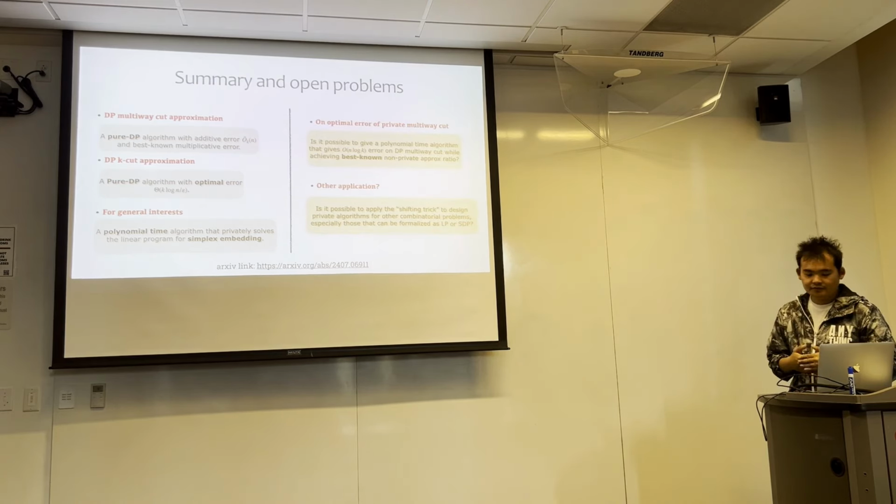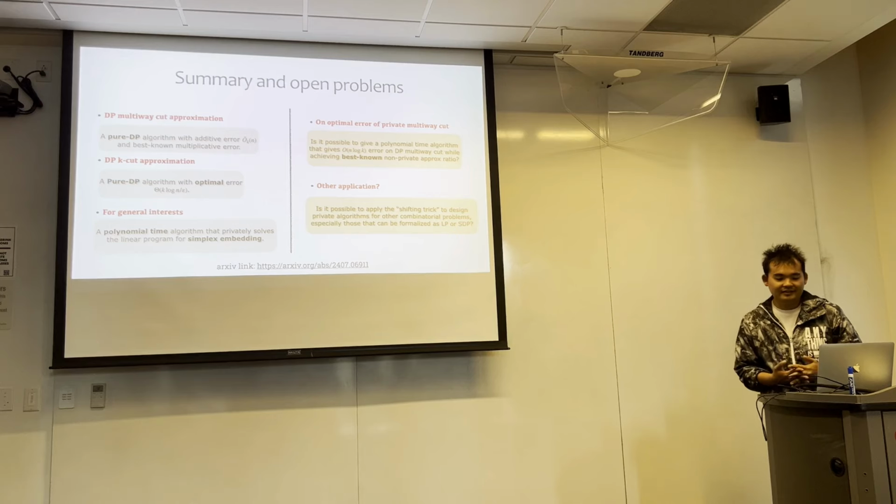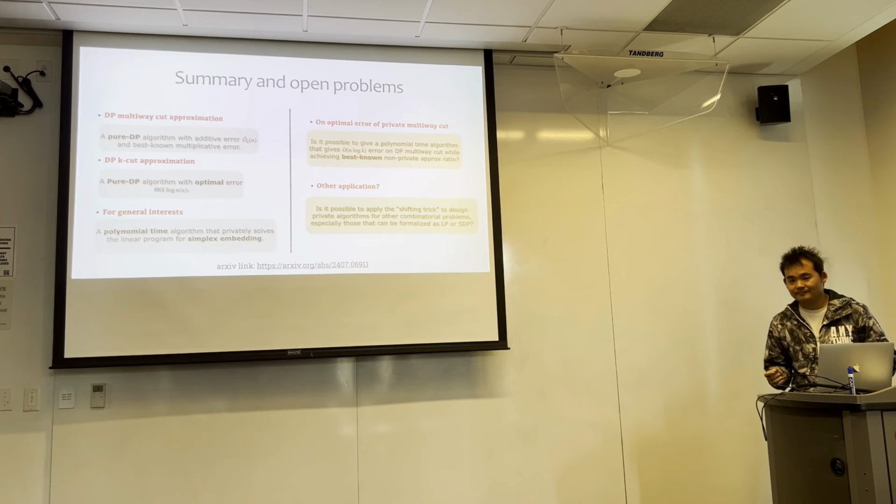Okay, and for the open questions, our bound for multiway cut is not tight in terms of k. So it may be meaningful to study how to design an efficient algorithm to solve the LP with error only n log k. But a more attractive problem to me is: is it possible to apply the shifting trick I just introduced to design private algorithms for other combinatorial problems, especially those that can be formalized as LP or SDP, such as max cut?